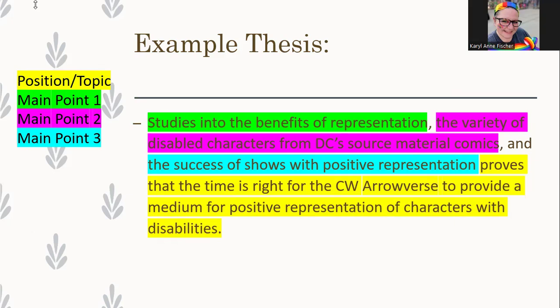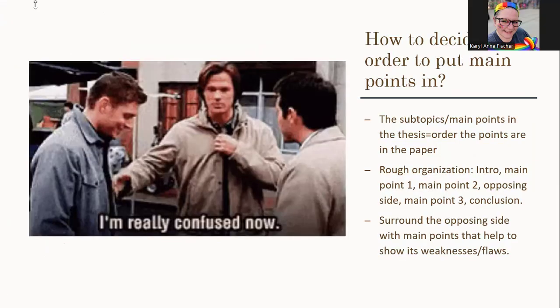When choosing which my first subtopic will be, that could be just as simple as what's left over, or it could just be what's background. So the background information my readers will need in this topic is to know what representation is and why it's important. When trying to decide what order to put your main points in, again, the subtopics are main points in the thesis. That's the order your readers will read your subtopics or main points in your paper.